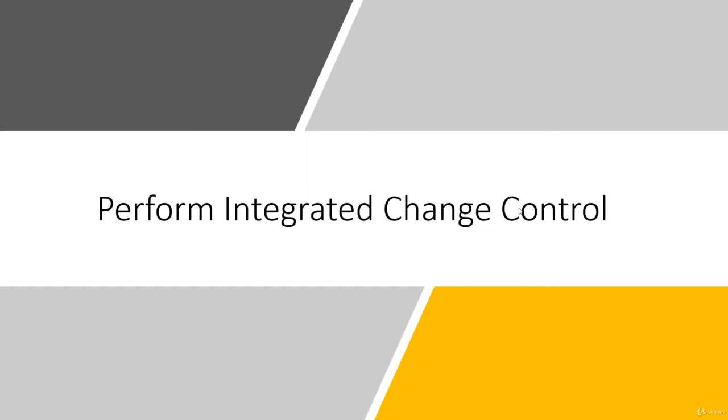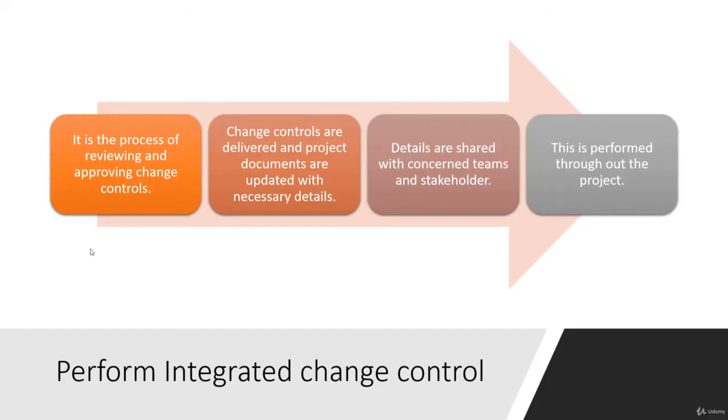Now, technically, this is performed throughout the project where you review and approve the changes, but for practical purposes, change control process kicks in once the document is signed off and baselined. Let's say a project has started. Now, you will continue or rather start reviewing the changes and approving them.